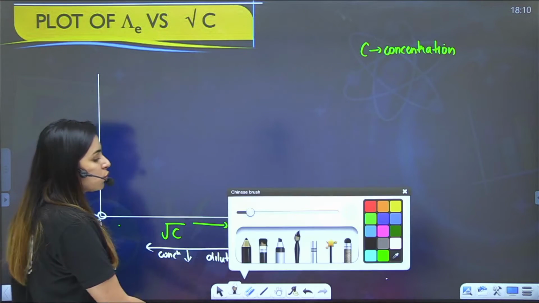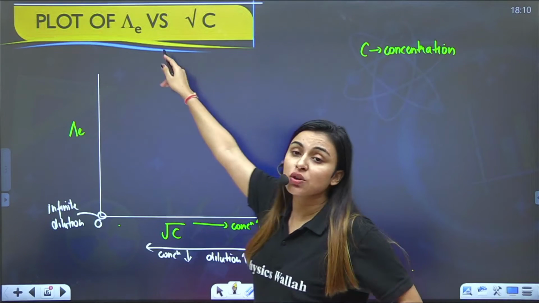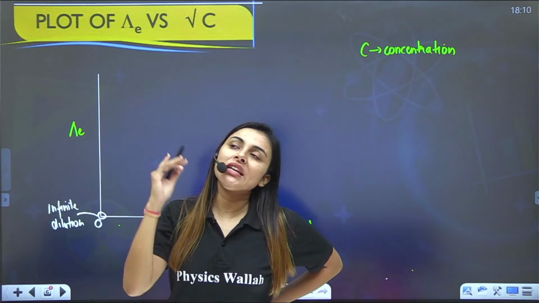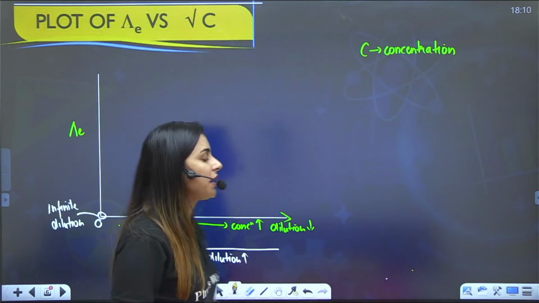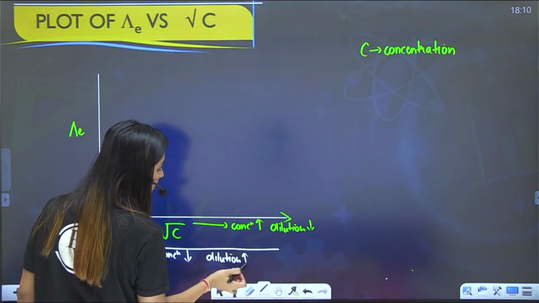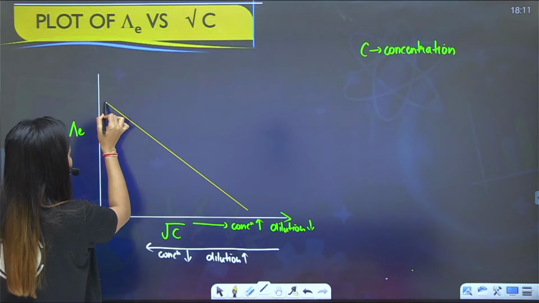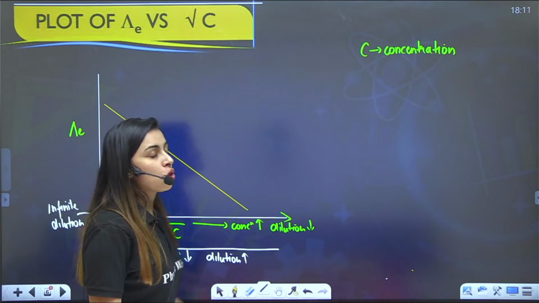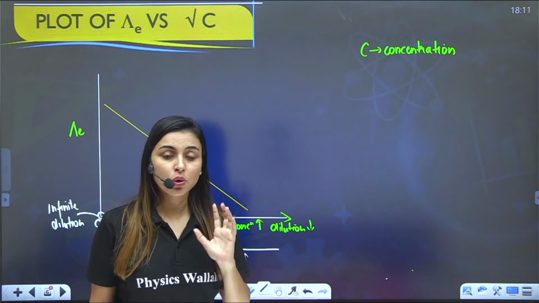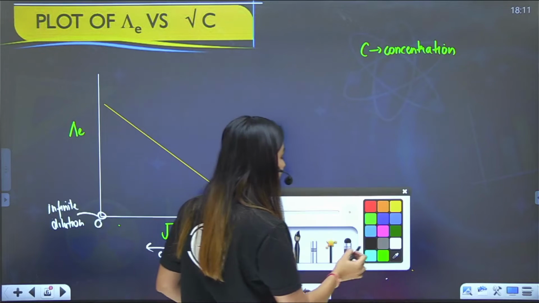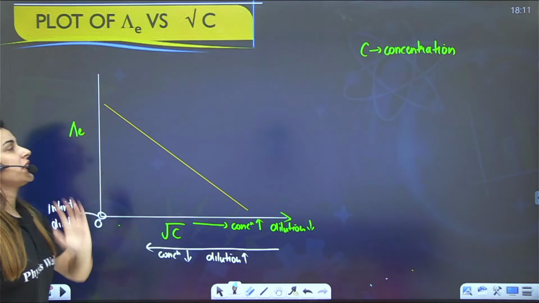Now what I want to tell you is that when the plot was drawn, if you talk about the equivalent conductivity, whenever we increase the dilution, equivalent conductivity increases. We studied that, and my dear students, it increases in such a manner. This is the way your molar equivalent conductivity increases. So we have understood that as we are increasing the dilution, the equivalent conductivity is increasing.